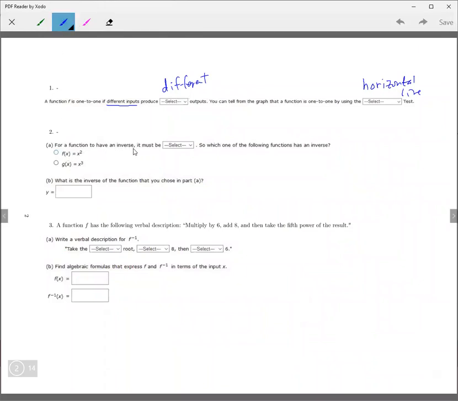Number 2: for a function to have an inverse, it must be one-to-one, which is what we discussed on the front page. So which of these has an inverse? This one doesn't, because it's x squared, and we talked about x squared not having an inverse. But x cubed, the graph looks like this, and a horizontal line doesn't intersect in more than one place.